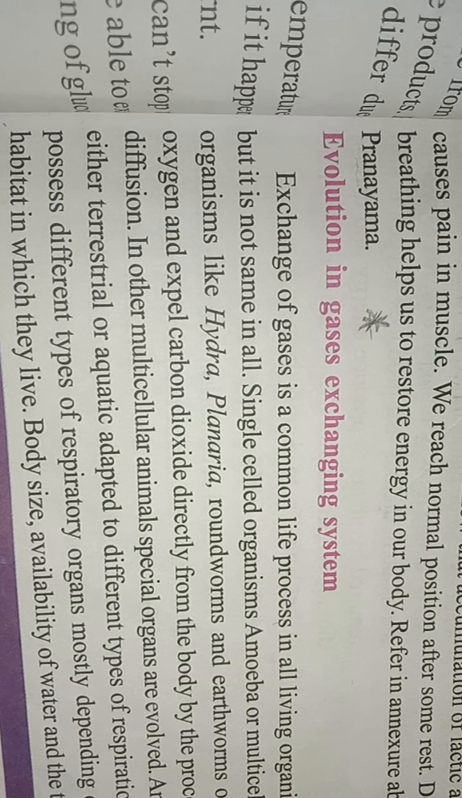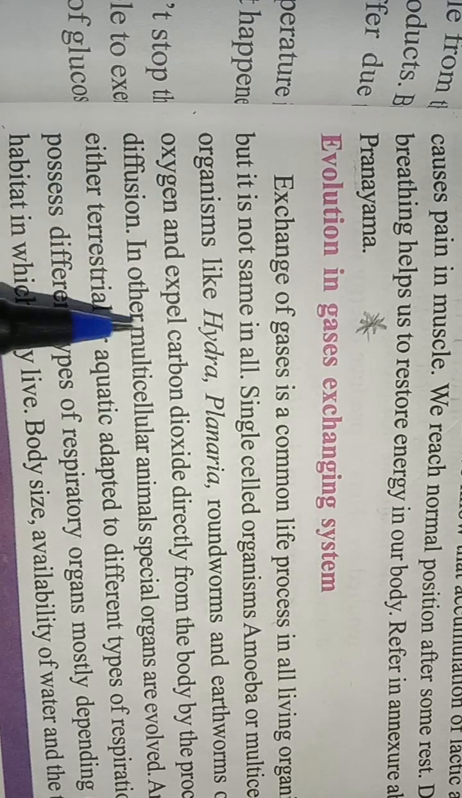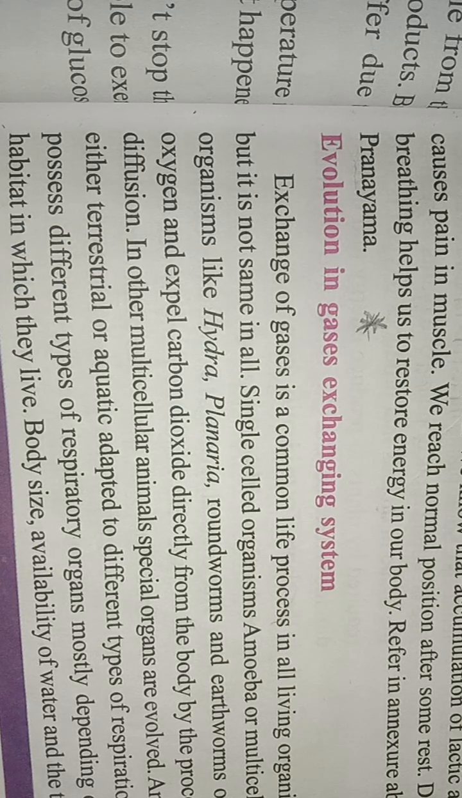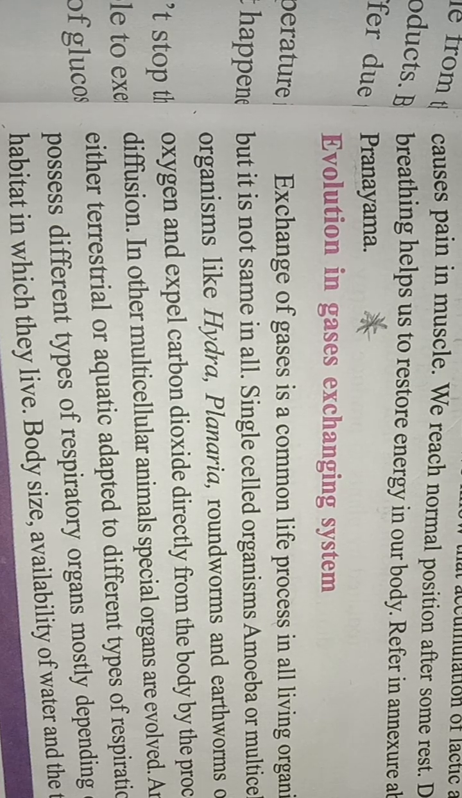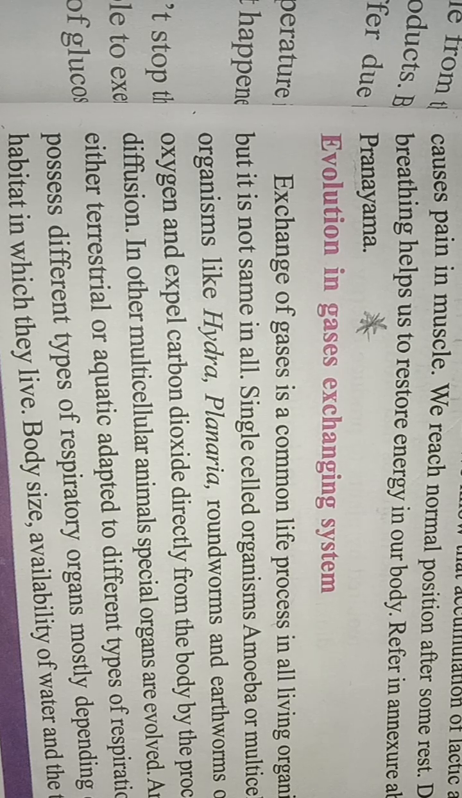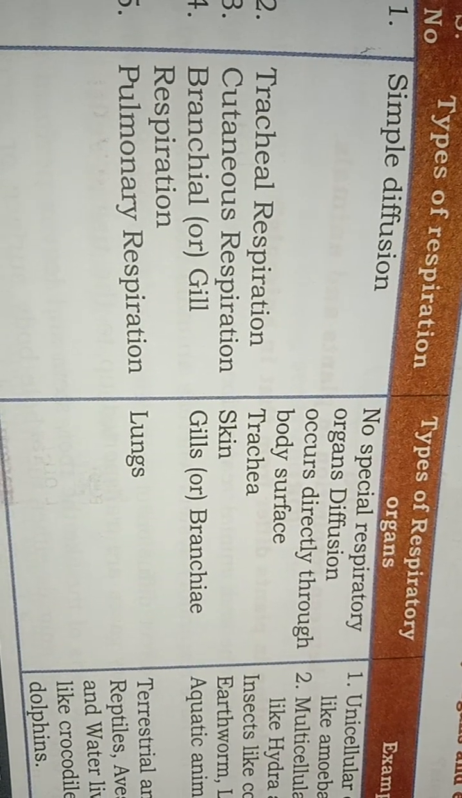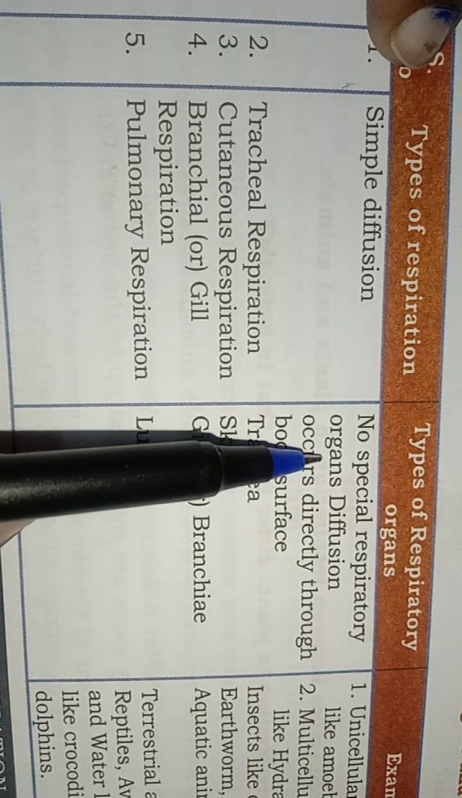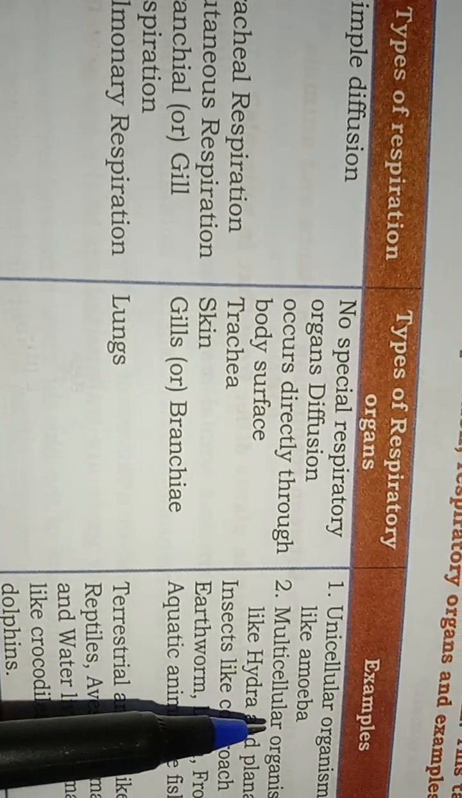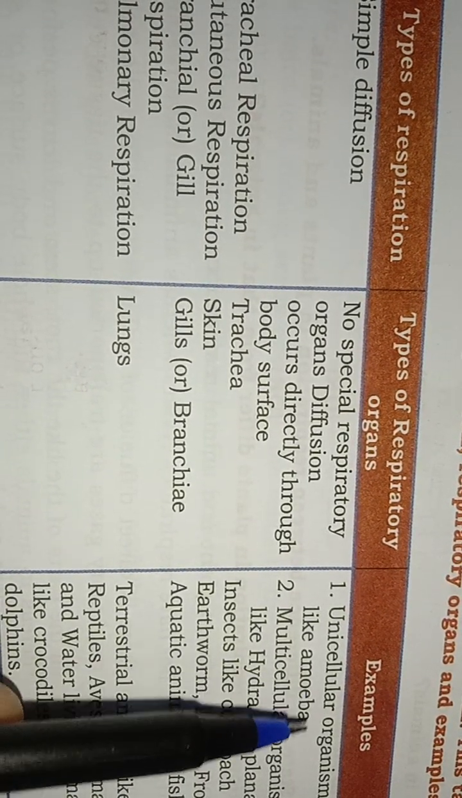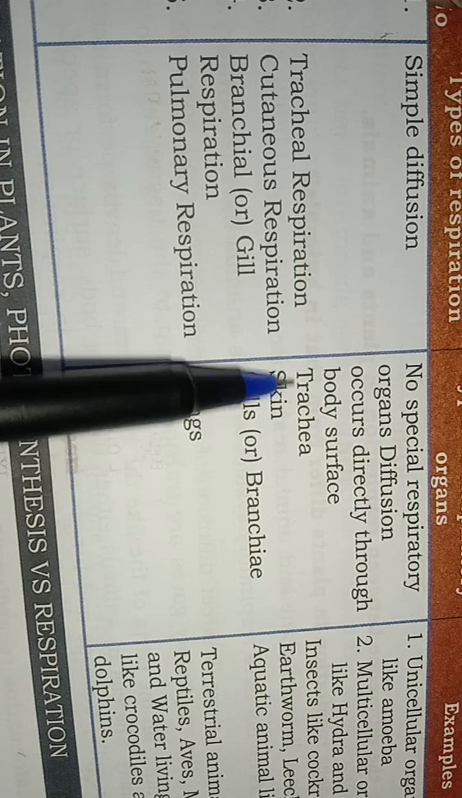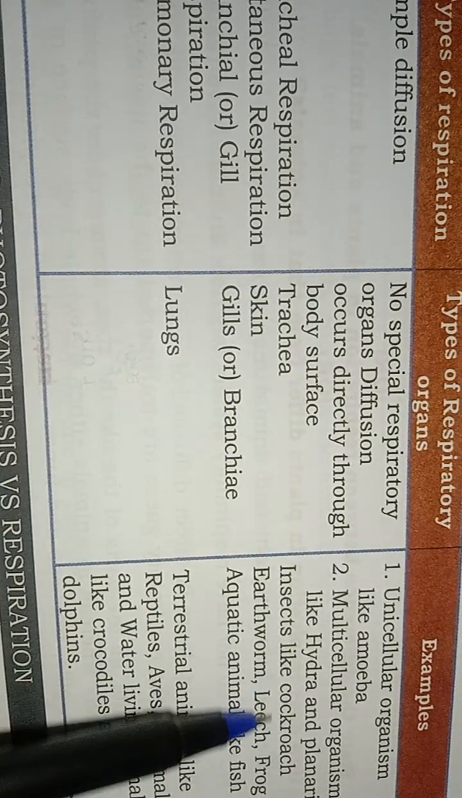In lower organisms like amoeba and hydra, everything happens through the process of simple diffusion, right? With no special respiratory organs, examples are unicellular organisms like amoeba and hydra. Next, one more type of respiration is tracheal respiration. Respiratory organs are trachea only. We find this in cockroach.